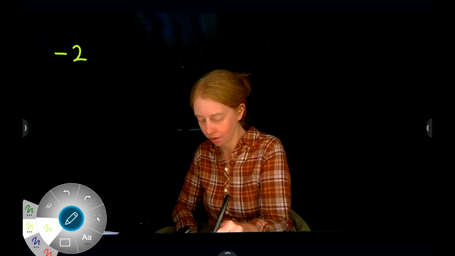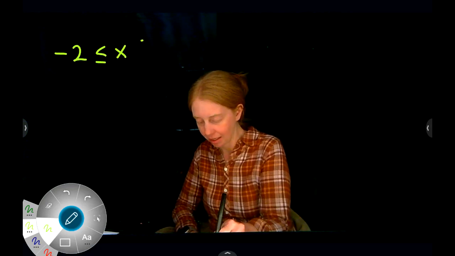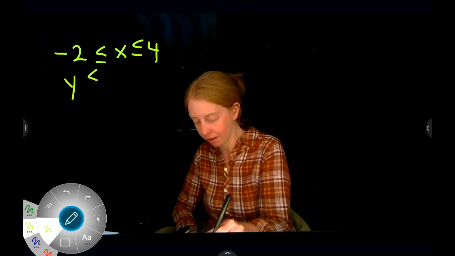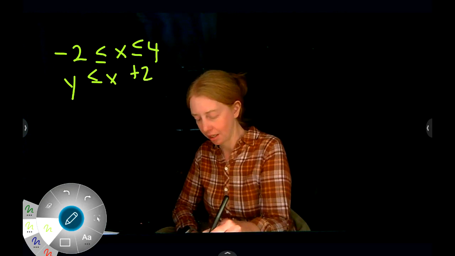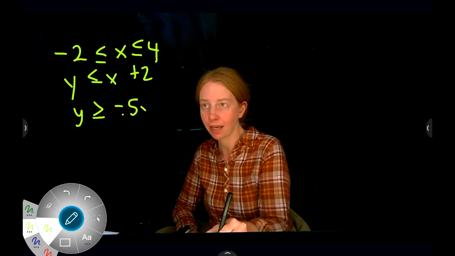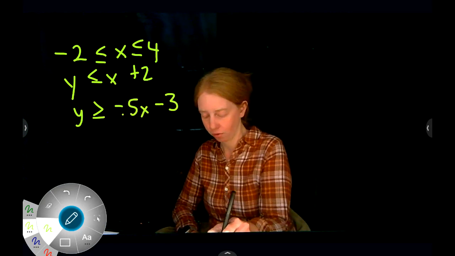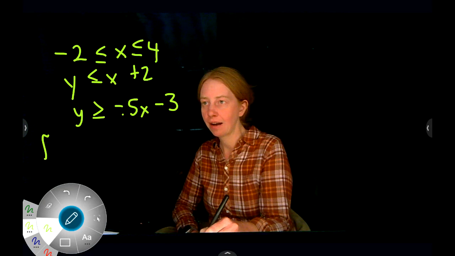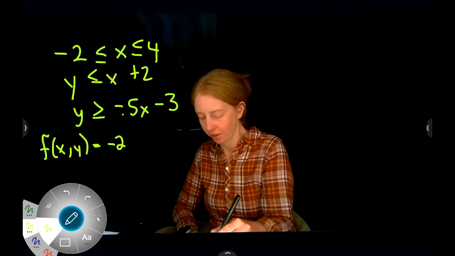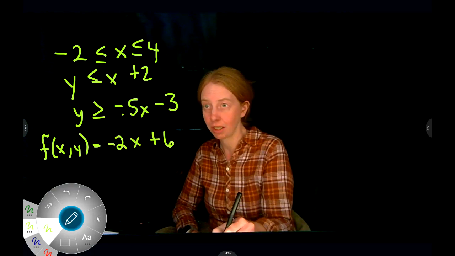So -2 ≤ x ≤ 4. This is the problem that we're going to work with. y ≤ x + 2. And y ≥ -0.5x - 3. And then we also have this little function down here at the bottom that looks different than what you normally see. We'll talk about that in just a minute.